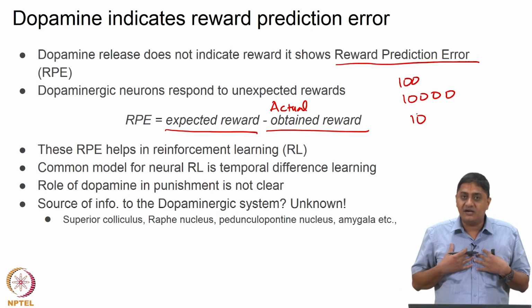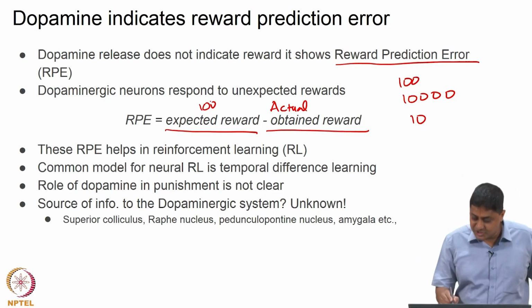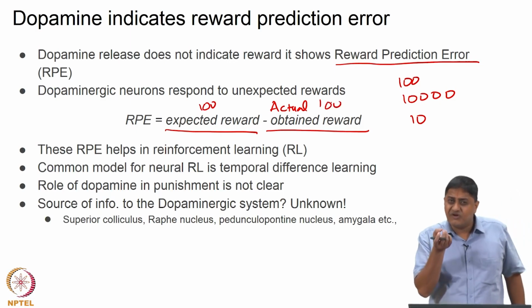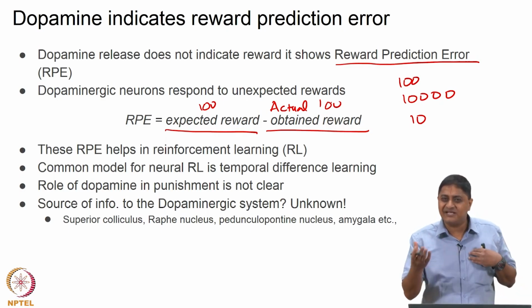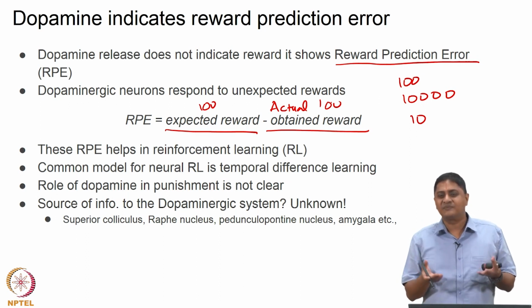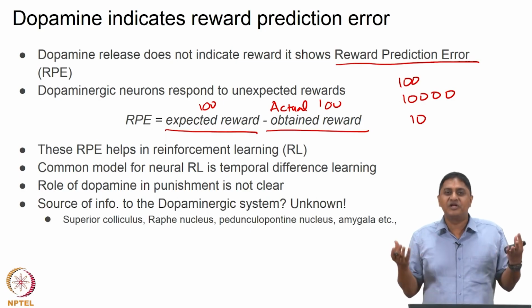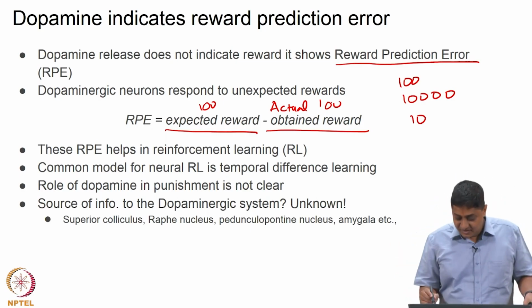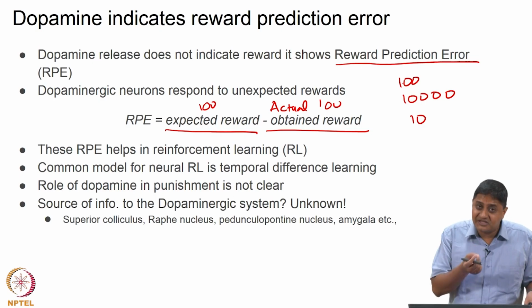So, I am expecting 100 and I get 100. The expected reward is 100 and the actual reward is also 100. So, the reward prediction error is 0. That means I am not going to be super happy when I get it; this is what they said they will give and I got what they said they will give. I am not going to be unhappy, but I am not going to be very happy either, jumping in joy or something of that sort. So, when the difference between the expected reward and the actual reward is close to 0, you are not particularly unhappy, but you are also not particularly happy.